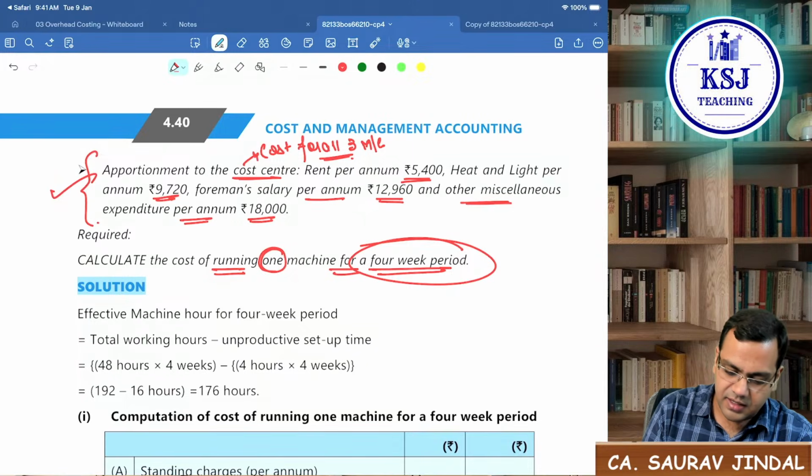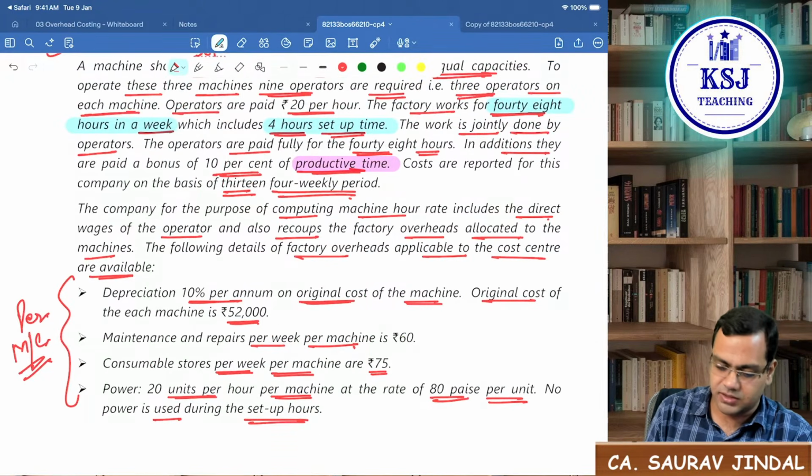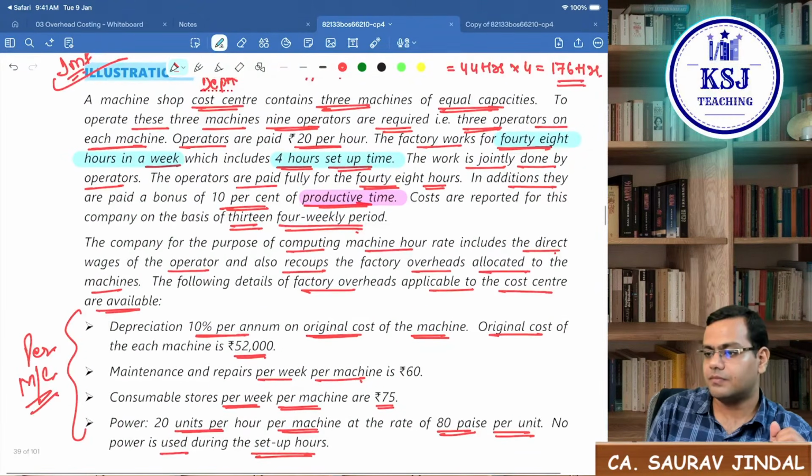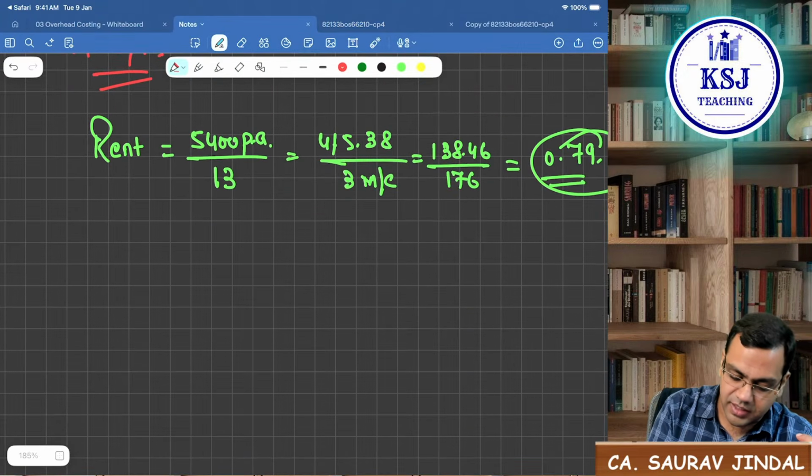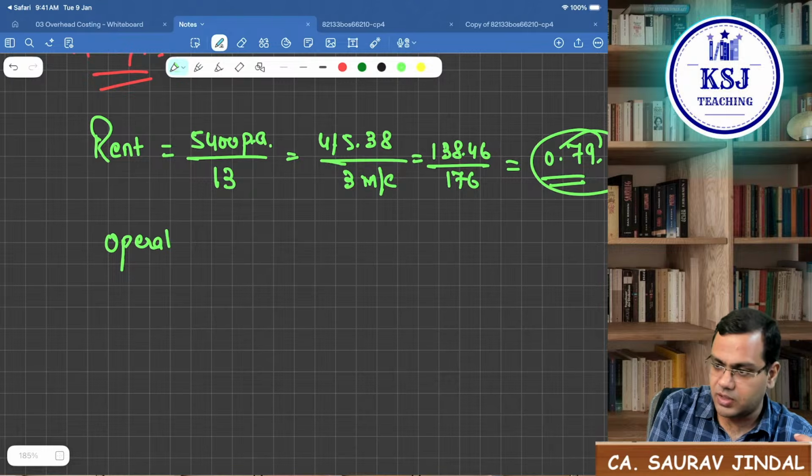This part we are done. Next, salary to the operators. Now what is given? How will you calculate the operator wages, sir? For 1 machine, how many operators are working? 3 operators. And what are they being paid? They are being paid 20 rupees per hour. How many hours are they working? Sir, in 1 week, they are working for 48 hours. And what is the period that we want? We want it for 4 weeks. So how will the operator wages be calculated? Okay, I'll show here how the operator wages will be calculated.